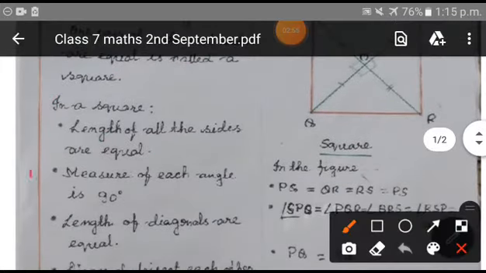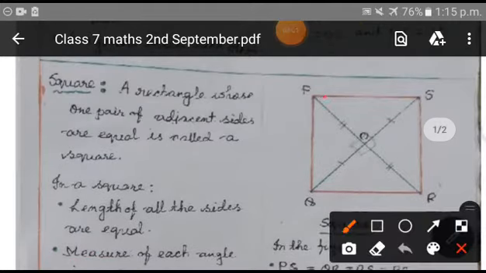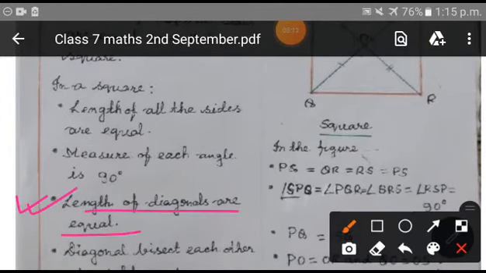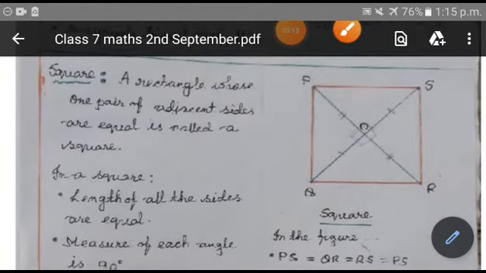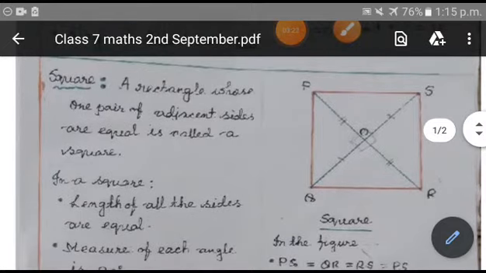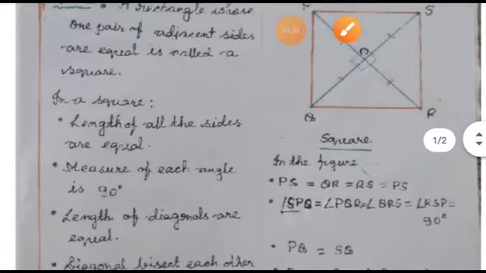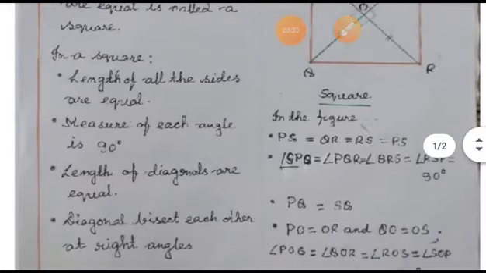Next is the measure of each angle is 90 degrees. So here just like the rectangle, each vertex angle will be 90 degrees. All the four vertex angles will be 90 degrees. Next is the lengths of diagonals are equal. So the two diagonals, as you can see in the diagram, PR and QS, are of equal length and they are bisecting each other at 90 degrees. They are bisecting each other at point O and making a 90 degree angle with each other. So they are dividing each other into two equal halves. So these are the properties of square.